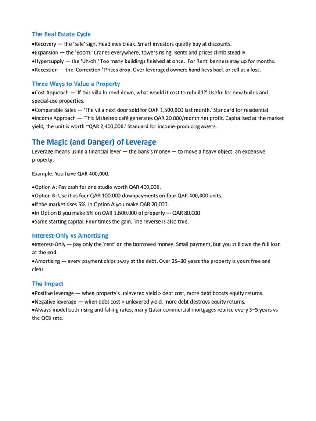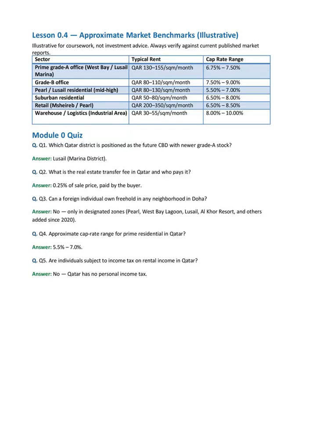This page covers 3 foundational topics: the real estate cycle, with 4 phases: recovery, expansion, hypersupply, and recession; the 3 ways to value a property: sales comparison, income capitalization, and replacement cost; and the magic and danger of leverage. The example shows how a $1 million property with $200,000 down earns the full asset's appreciation, but if values fall 10%, your equity loss is amplified. Leverage cuts both ways.